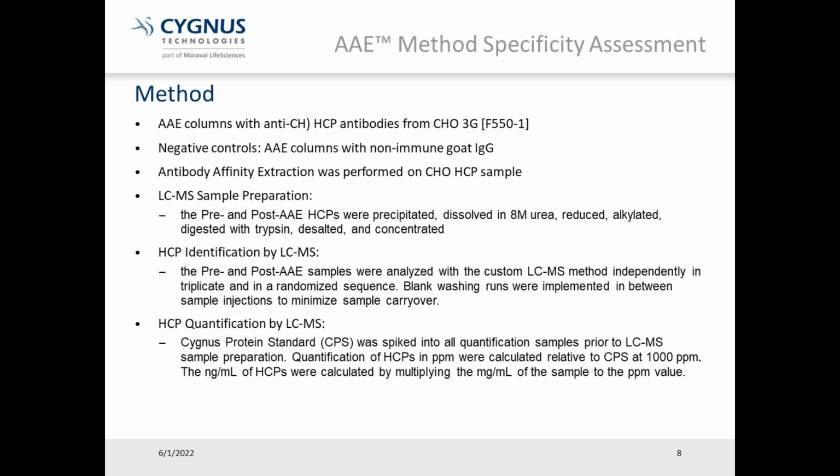So here's an example of the specificity testing that we've done for the CHO AAE column. In the interest of time, we won't go through the whole experimental plan, but in short, we constructed an antibody affinity extraction column using the anti-CHO host cell protein antibodies, and a second column using non-immune goat IgG. We passed the null CHO harvest sample over each column and performed mass spec identification.